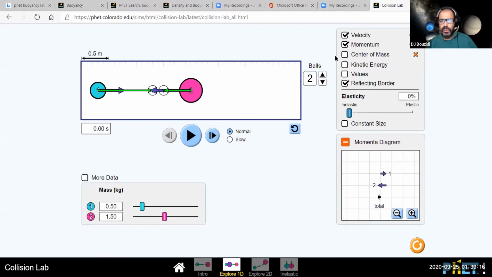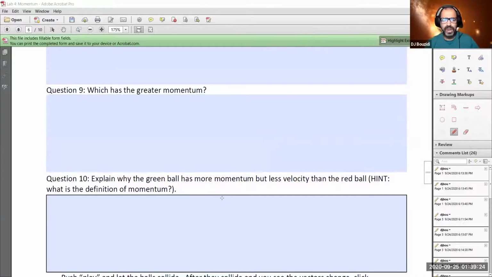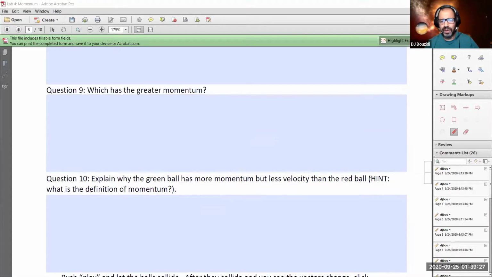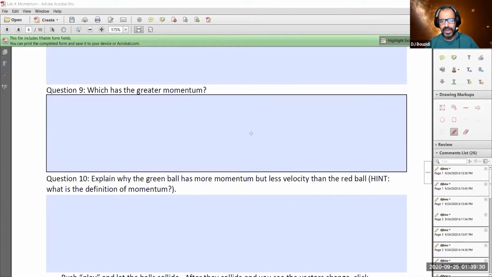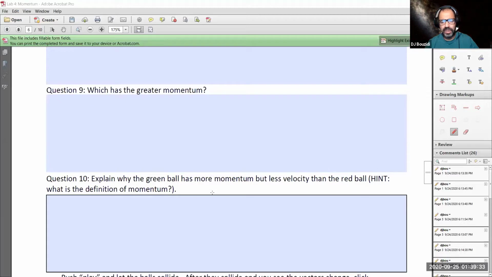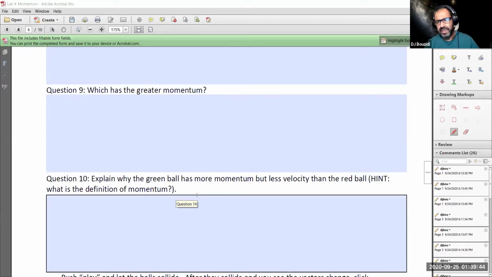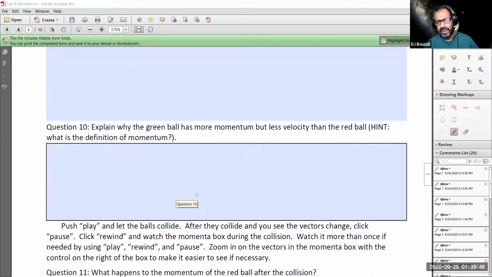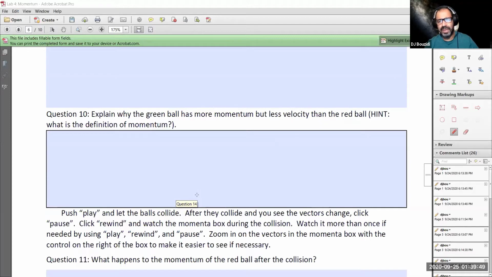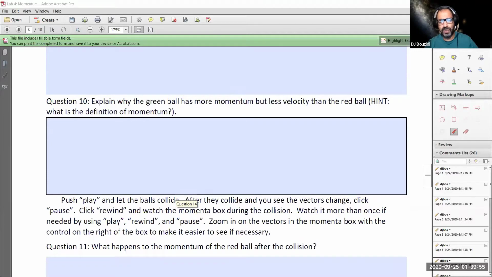So let's go back into the instructions. Explain why the green ball has more momentum but less velocity. So it already answered the questions for you, 9 and 8 in here. Hint, what is the definition of momentum? Although one of them has bigger velocity than the other one, it actually has less momentum than the other. That has to do with how much mass you really have. It's not just the velocity that makes the momentum. It's actually velocity times mass. So it's a combination of both.